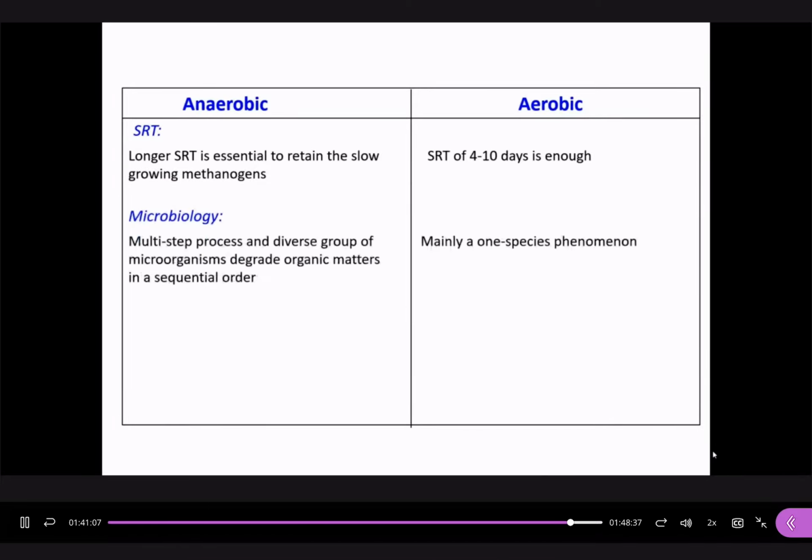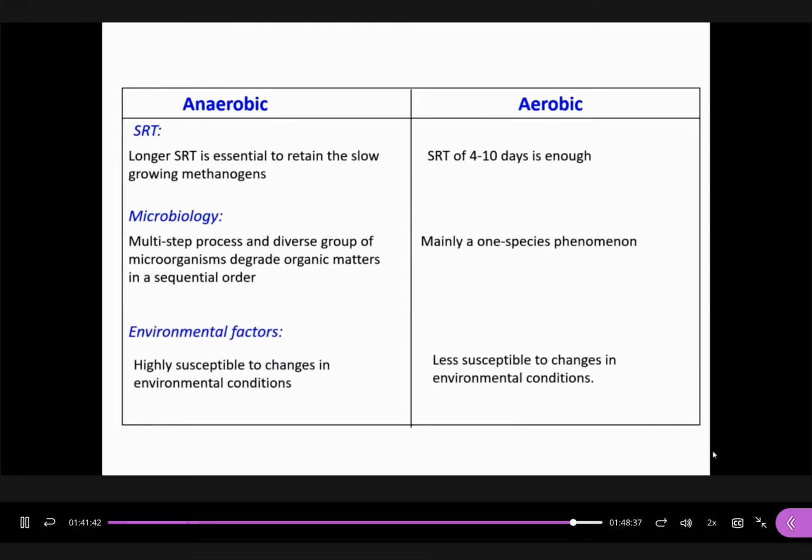Microbiology: there are multiple groups of organisms in anaerobic treatment. They degrade organic matters in sequential order, step by step, and they work together. The later step will affect the earlier step. Aerobic meaning a one species phenomenon. Therefore, it's easier for you to control, relatively speaking, the aerobic process, whereas in the anaerobic process you have so many bacteria.